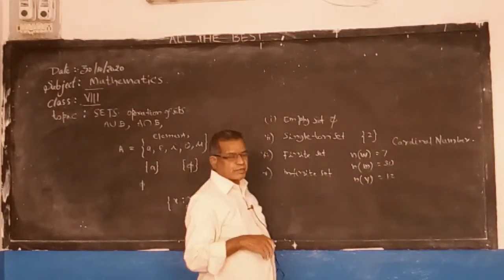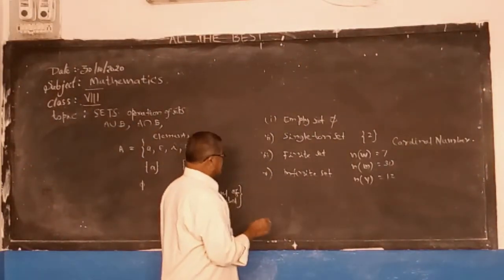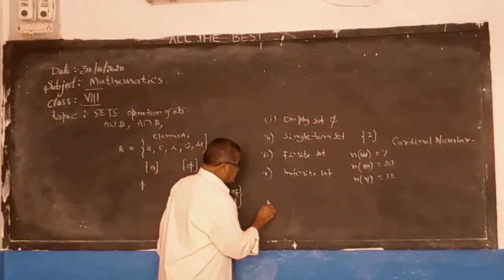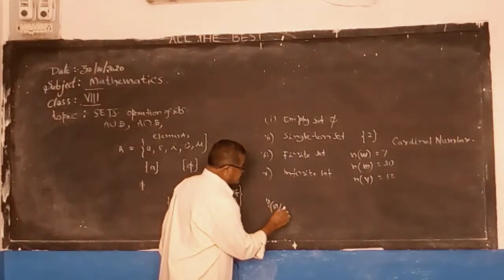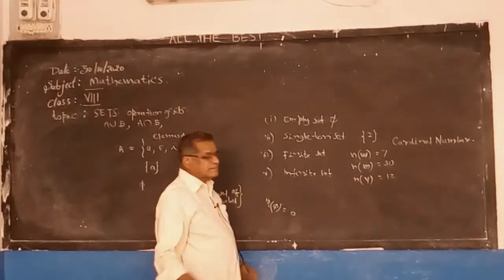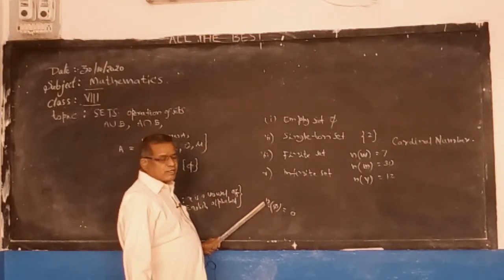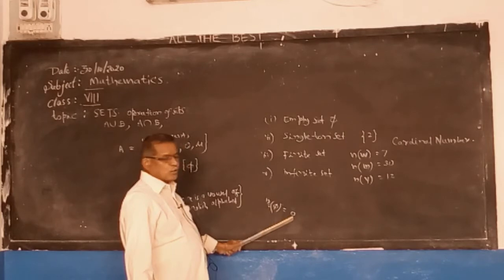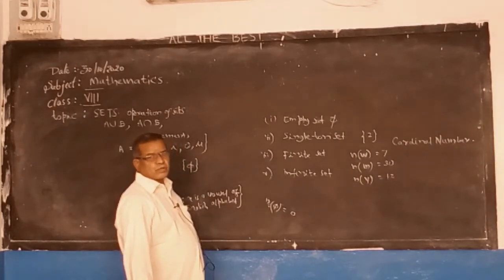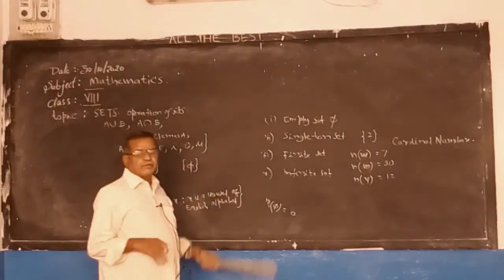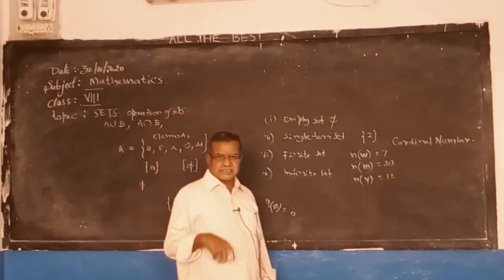It has no cardinal number. And the cardinal number of the empty set, n of phi, is equal to 0. There are no elements in it. So this is the cardinal number. The cardinal number of the empty set is 0. Like this. We discussed this in the previous class.